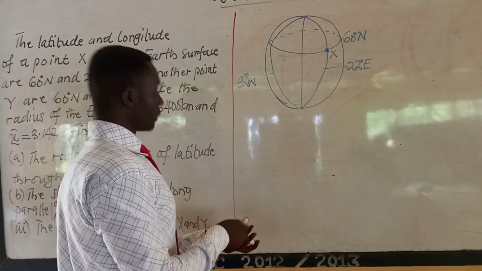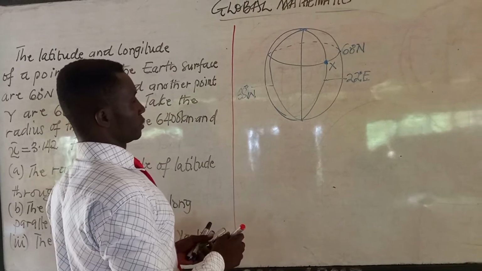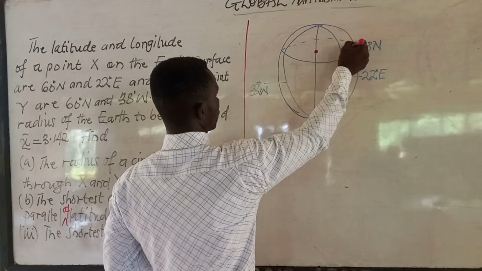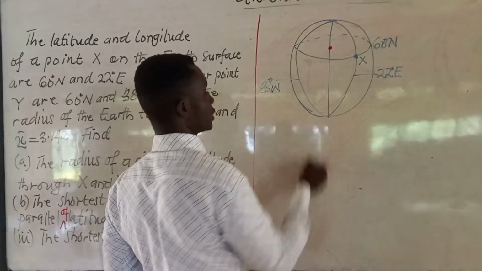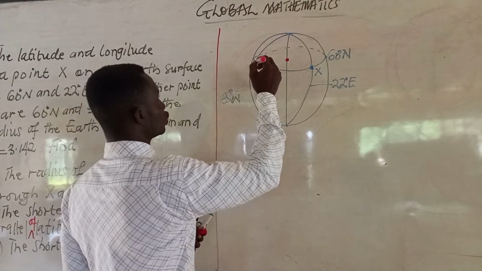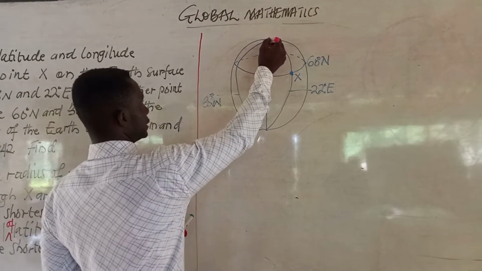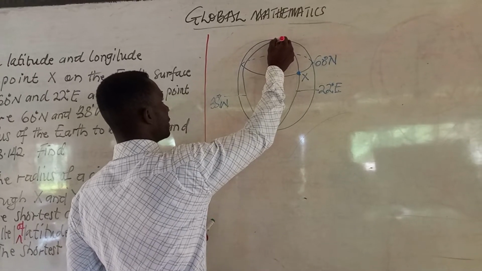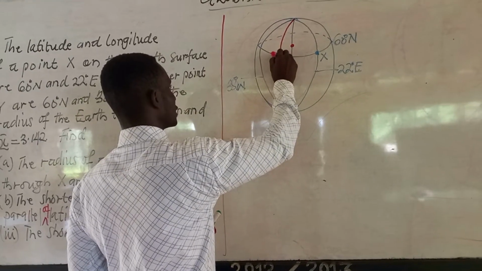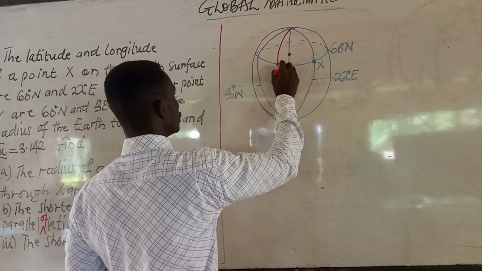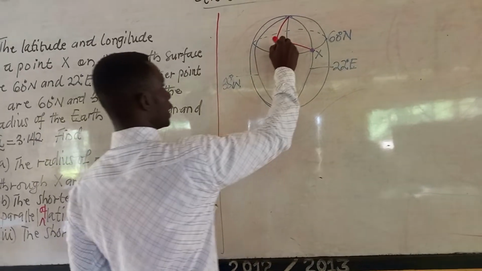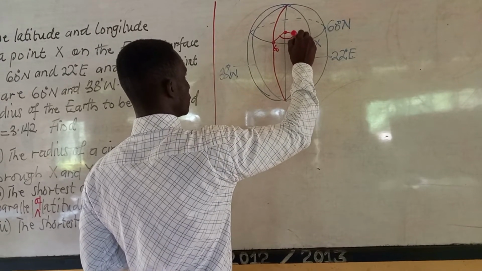Now let me use other markers to show the indication that you understand very well. This is the center of the circle. This is the circle created by the latitude, the small circle. Now, I have to indicate my reference point. That's the longitude 0 degrees, that is prime meridian. Let me name this point G. From this to the center, and from the center to this point X will be the angle 22 degrees.